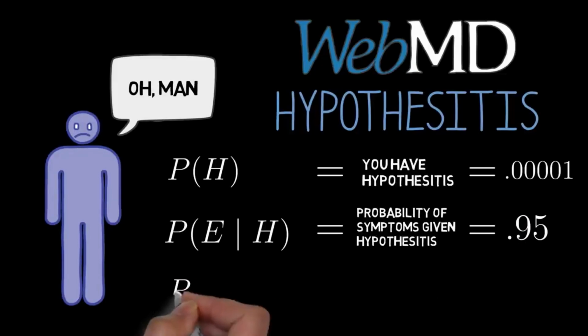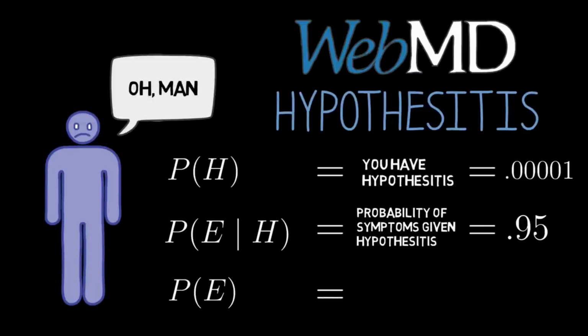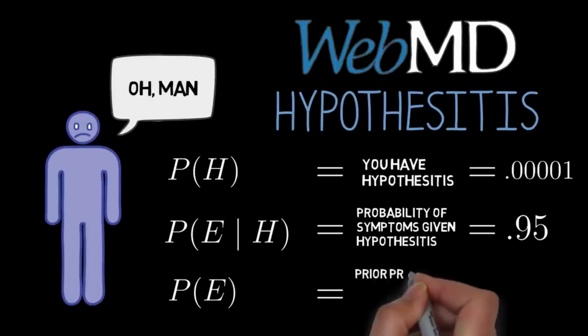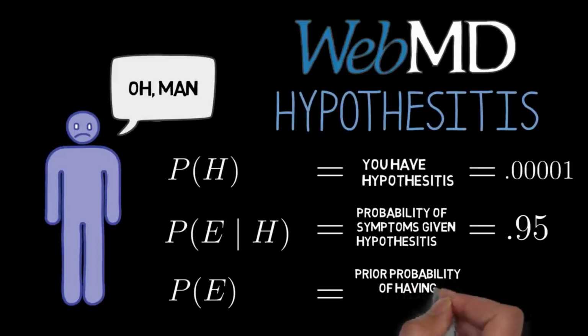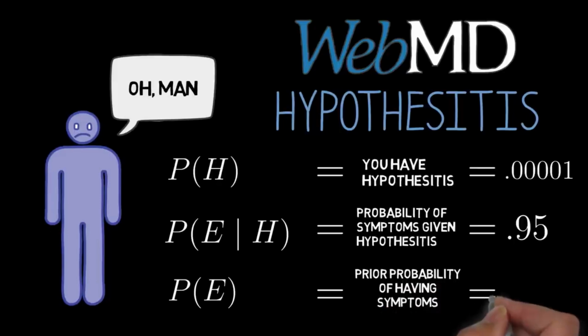Now for the last ingredient. What kind of symptoms are they? Suppose they're very common, like a headache and a runny nose. Lots of people have those. Google tells you 1 in 100. So P of symptoms, your prior probability that you would come down with the symptoms you have, is 0.01.